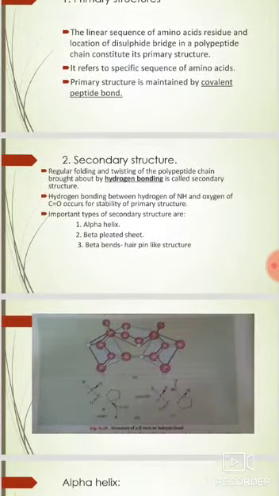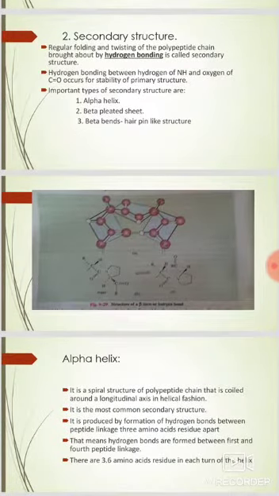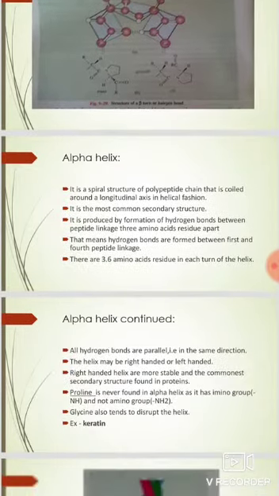Secondary structure. Regular folding and twisting of polypeptide chain brought about by hydrogen bonding is called secondary structure. Hydrogen bonding between hydrogen of NH and the oxygen of CO occurs, adding stability to the primary structure. Important types of secondary structures are alpha helix, beta pleated sheet, and beta bend or hairpin-like structure.